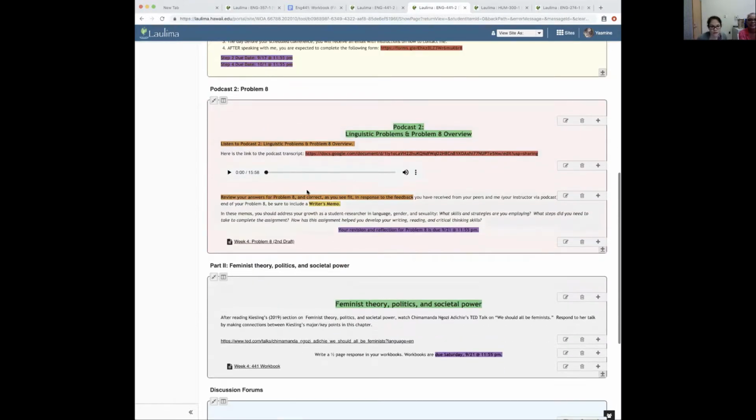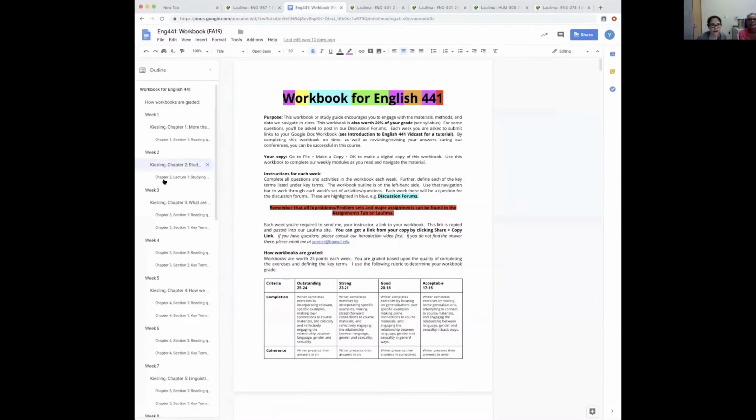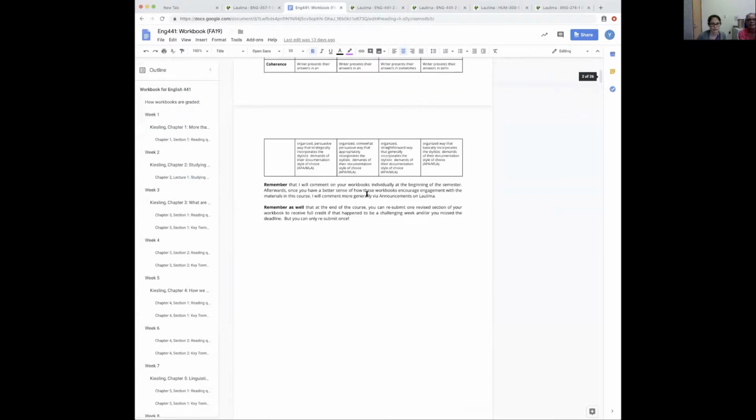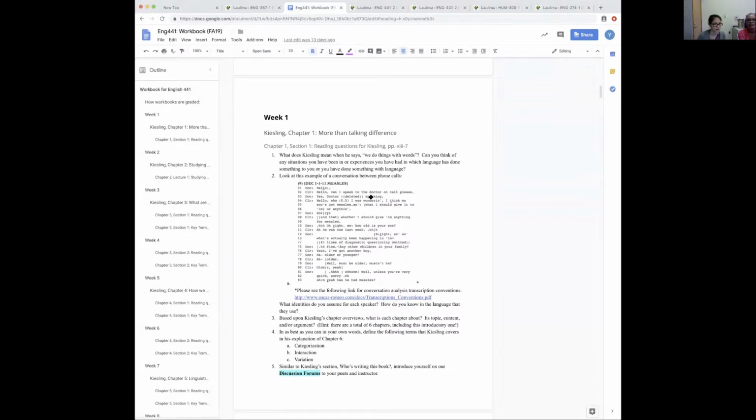Yeah. And the workbooks have been really successful. I created them. It took me about 2 weeks, but they really help to make students look at data, look at the content they're reading, and respond to it. And then I individually respond to all their workbooks.